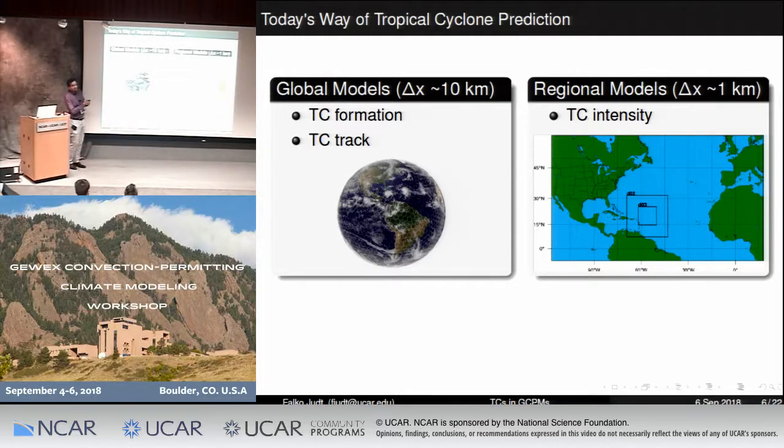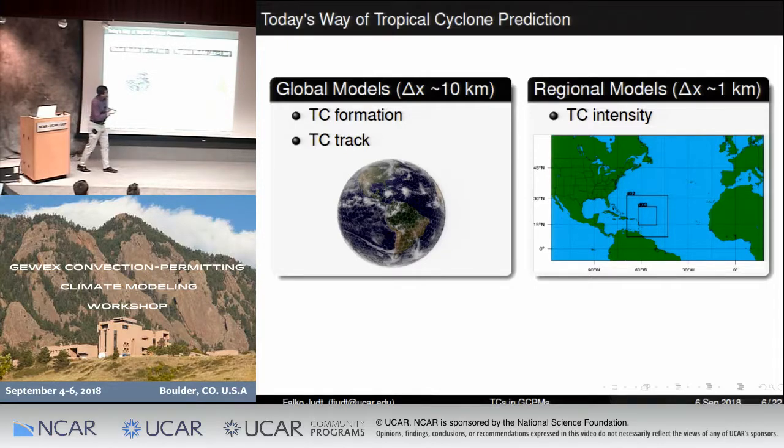Now, these global models have grid spacings now. We know the GFS is about 13 kilometers. The ECMWF is 9 kilometers. So they're not really convection permitting. They still run with cumulus parameterization schemes. So we can't really rely on the fidelity of how the tropical cyclones look in the global models.